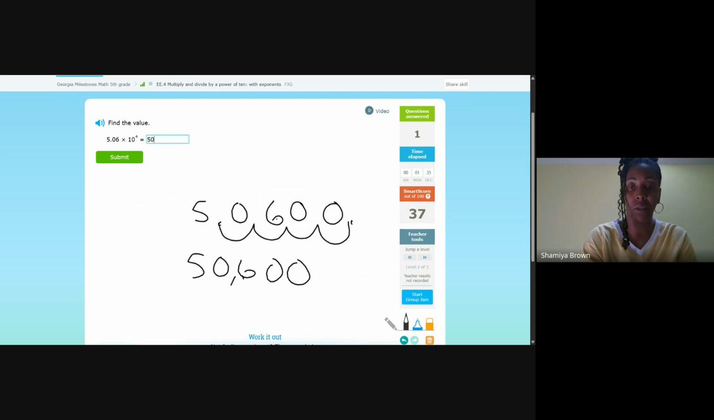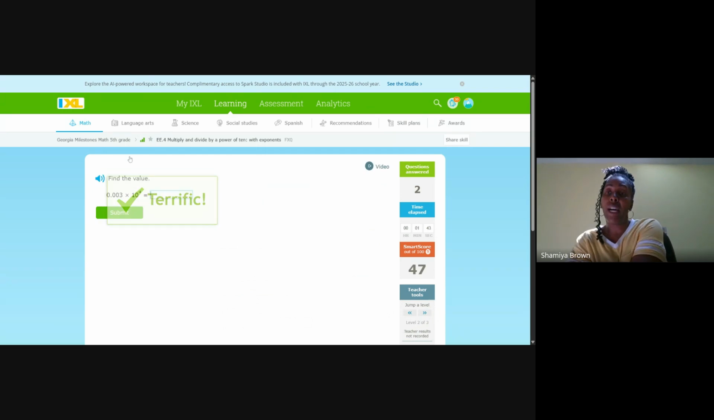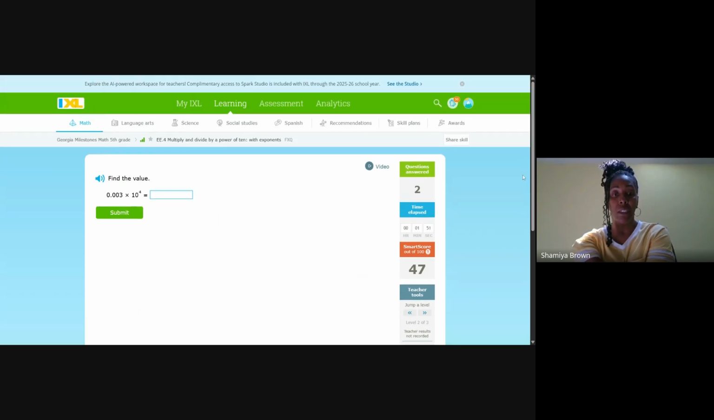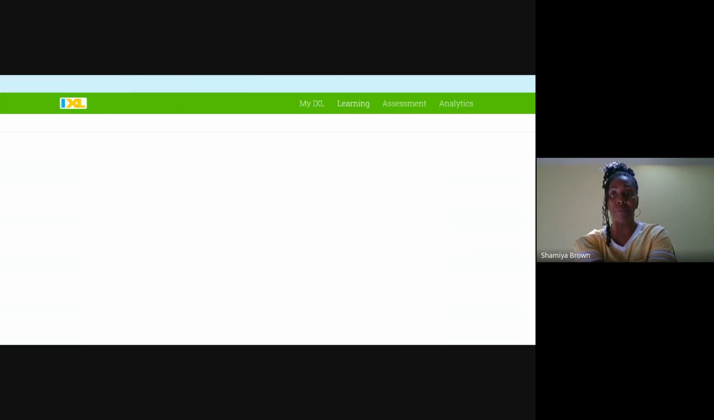So as you see, this is very simple. The exponent tells you how many times to move. If I was dividing, I would be going the other way. And I don't think they're giving me any division problems. So it doesn't get any harder than this. So let's go to the next skill.